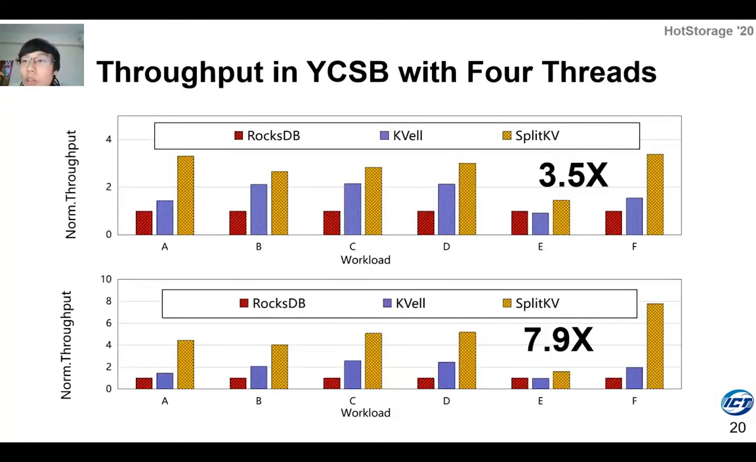Finally, we evaluated the throughput of SplitKV. The figure shows the throughput of different key value stores under YCSB mixed workloads. You can see that the throughput of SplitKV is up to 3.5 times that of other key value stores under uniform workload. The throughput of SplitKV is up to 7.9 times that of other key value stores under Zipf workload.